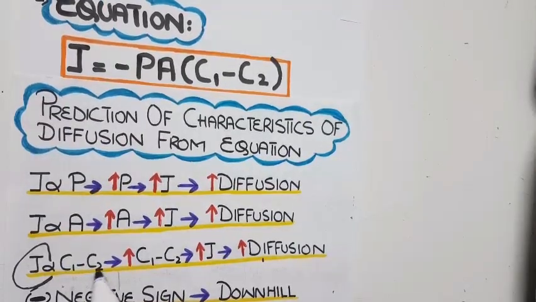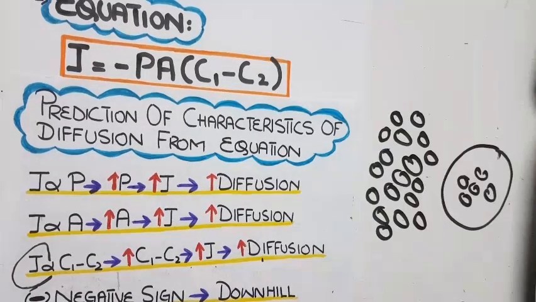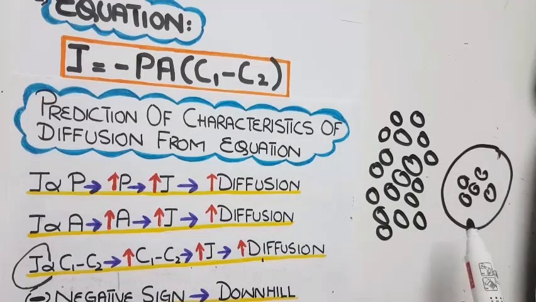J is also directly proportional to concentration difference. Greater the concentration difference, greater will be flux and greater will be diffusion. As we can see in this diagram, the number of molecules inside the cell is less and molecules outside the cell are more. So there is a concentration difference.